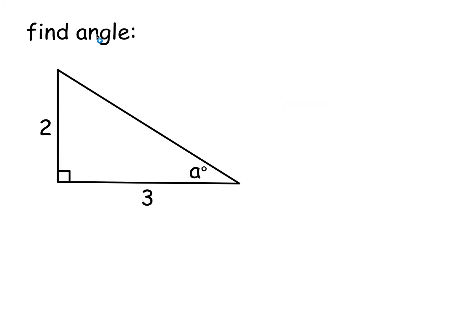Find the angle. We'll label the sides. H opposite the right angle. Directly opposite the angle we're dealing with, A degrees here, is 2. That's the opposite. The remaining side next to the angle is the adjacent. So we're dealing with O and A. That's the tangent ratio. There it is.